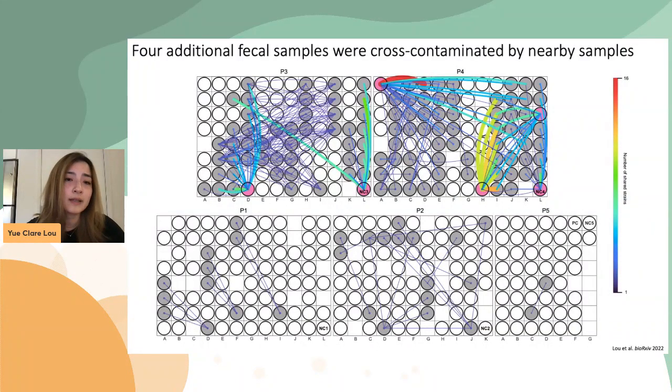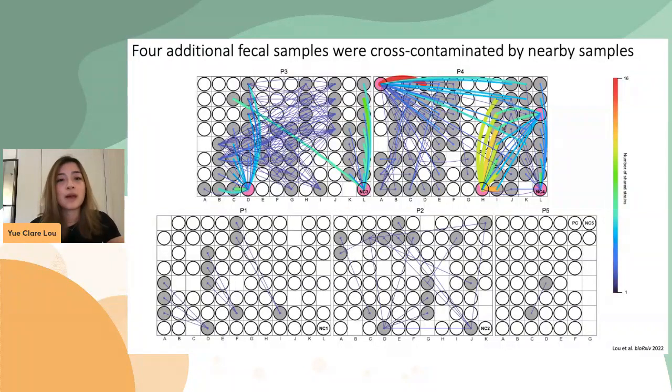I want you to pay attention to these circles that are colored pink. These are the samples that displayed location-based and/or plate-based strain sharing patterns. This sample right here is not sharing any strains with any other samples that were extracted from the other 4 plates. However, it is sharing strains with at least half of the samples on this P4, suggesting that there might be some plate-wide spillover event happening to this sample.